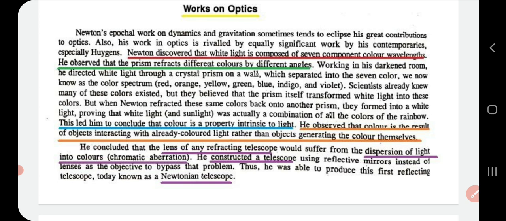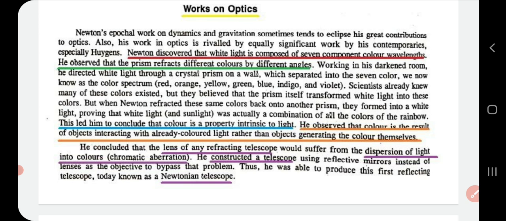Another thing that he noticed is that the prism itself transformed white light into these colors, but when Newton refracted these same colors back into another prism, that is, he refracted these colors back onto the same prism or another prism, he observed that these colors formed into white light, proving that white light was actually a combination of all colors of the rainbow. He concluded that color is just an intrinsic property of light.